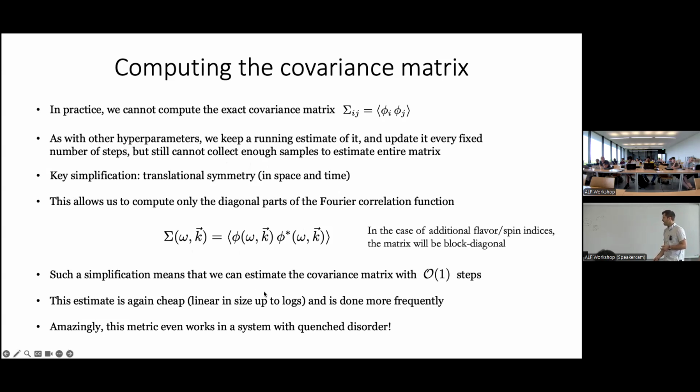So this estimate is, again, cheap. It's linear up to logarithms, and it's done, again, more frequently. Your field is tau dependent. You do a Matsubara transformation, a Fourier transformation of this noisy field, and you just calculate the diagonal, and you impose that it's a diagonal positive definite matrix.